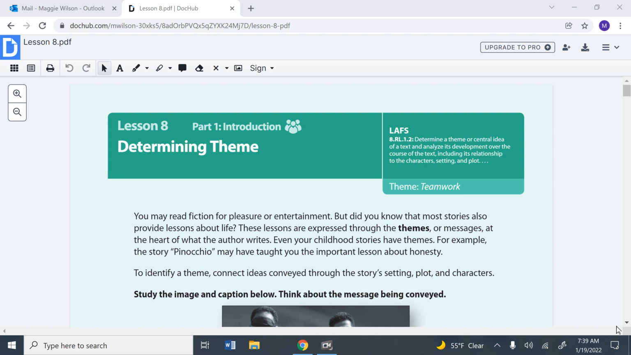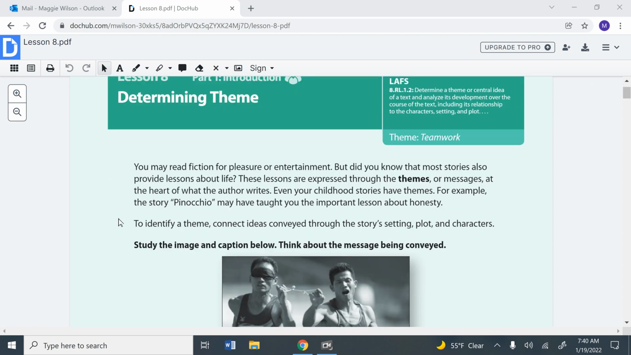Now, it's important for you to understand theme because identifying the theme of a story will help you better appreciate and understand what you read. So let's look at Lesson 8. It says, you may read fiction for pleasure or entertainment, but did you know that most stories also provide lessons about life? These lessons are expressed through the themes or messages at the heart of what the author writes. Even your childhood stories have themes. For example, the story Pinocchio may have taught you the important lesson about honesty. To identify a theme, connect ideas conveyed through the story's setting, plot, and characters.